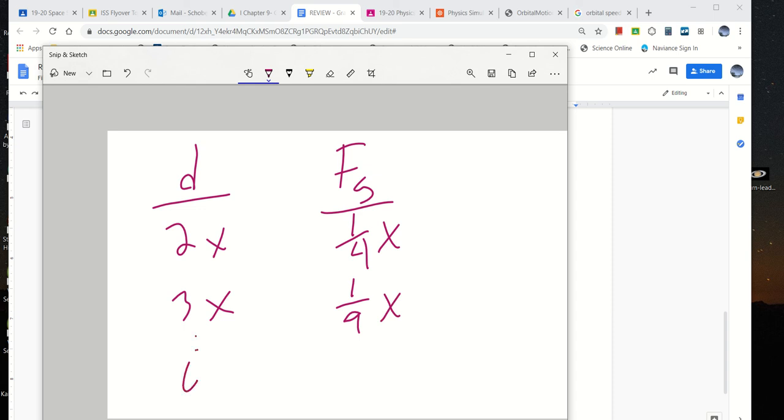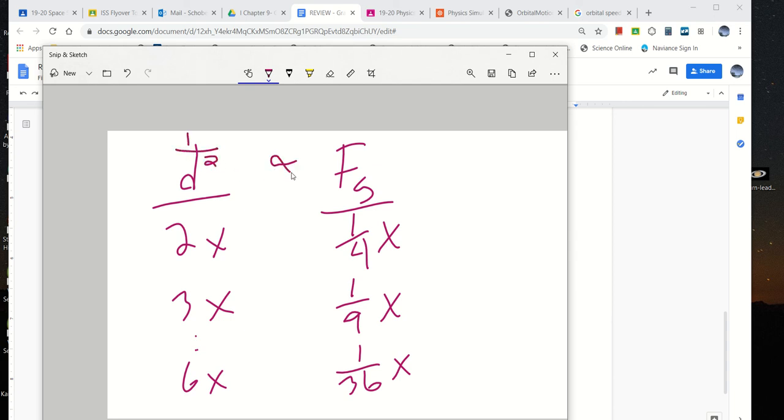Say distance becomes 6 times greater. That means that the force of gravity is going to be 1/36 as much. Okay, so that's what that means, is that the force of gravity is proportional to the inverse. Inverse means 1 over, and then you square it.